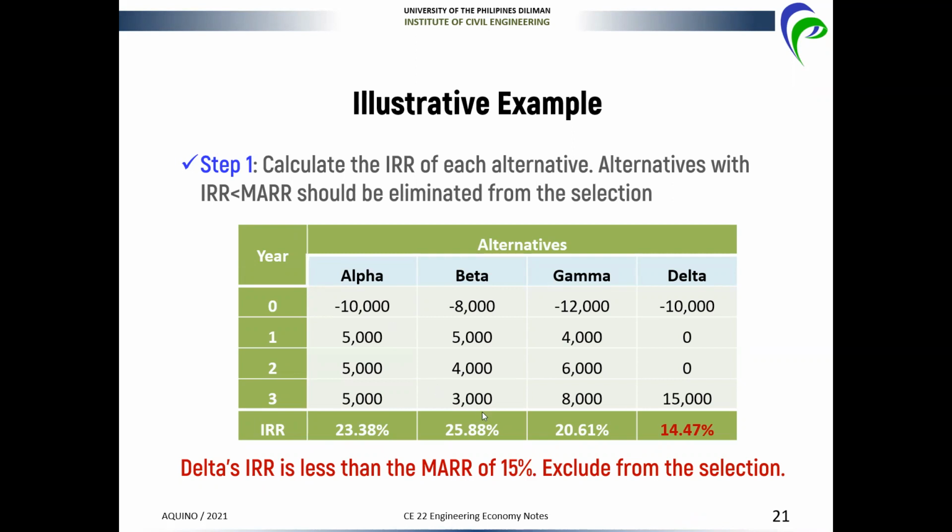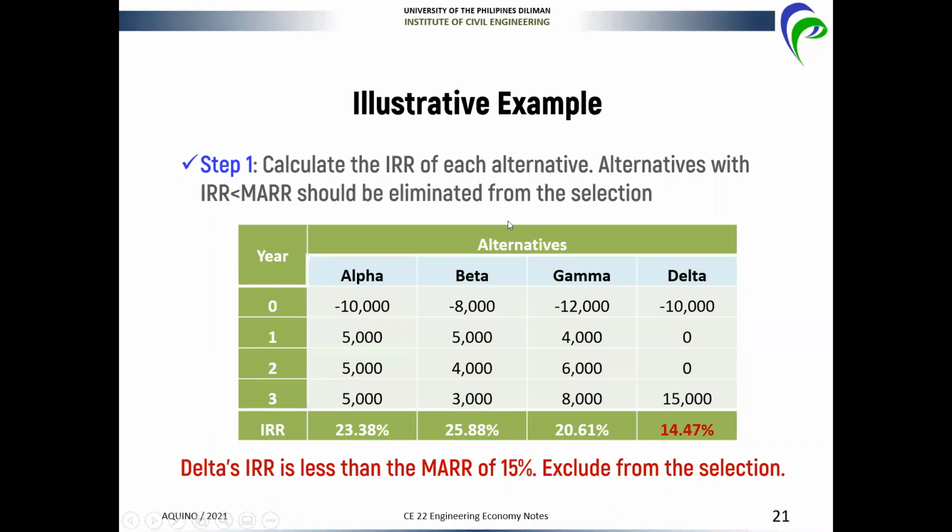Now, ang first premise natin is that all the alternatives should pass yung acceptability criterion natin. And basically for IRR method, the IRR should be greater than the MARR. And since yung IRR natin for alternative delta is 14.47%, it's less than 15%, which is our MARR, then we exclude that from the selection. Okay? So maalis na natin yan, si alternative delta.